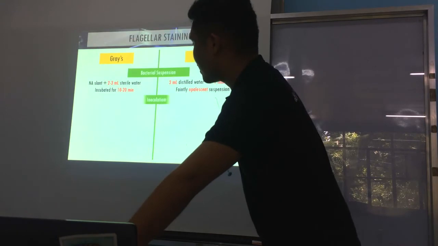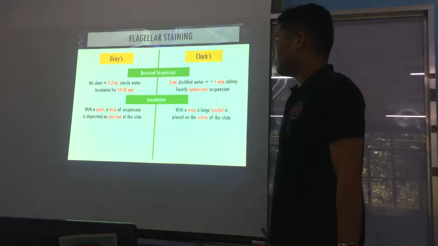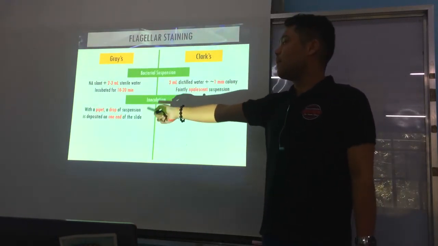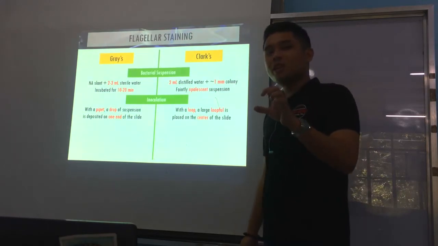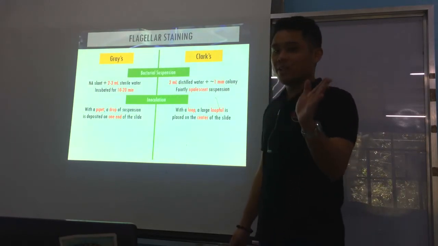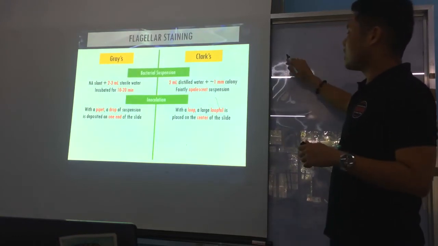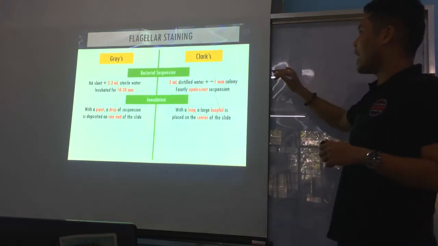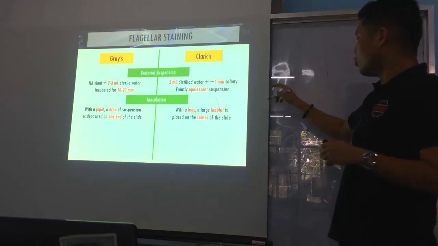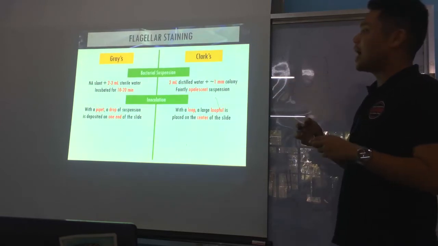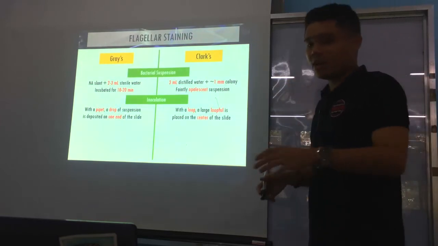Okay? Next, for inoculation, for Gray's we use a pipette. A drop of the suspension is deposited on one end of the slide. That's for Gray's. For Clark's, using a loop, a large loopful is placed in the middle. So that's the difference in inoculation.